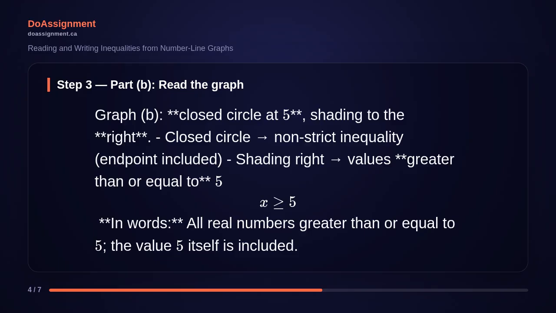For Part B, the closed circle at 5 tells us 5 is included. The shading goes to the right, so we want all numbers greater than or equal to 5. The inequality is x ≥ 5. In words, all real numbers greater than or equal to 5, including 5 itself.